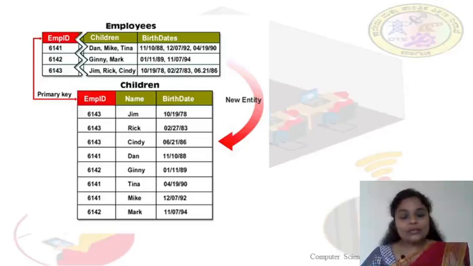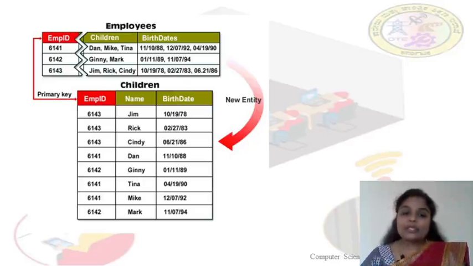Why derived attribute? Because am I storing age here? Do I have a separate column for age? No. We have columns for employee ID, name and birth date. We don't have a column for age. Even then, can we calculate the age of a given person? Yes, we can calculate. How? By using the existing one.